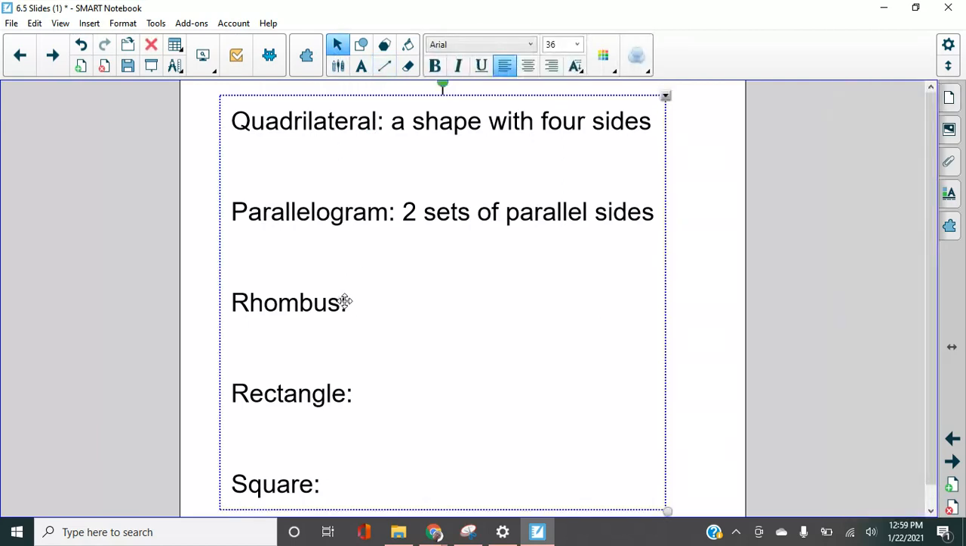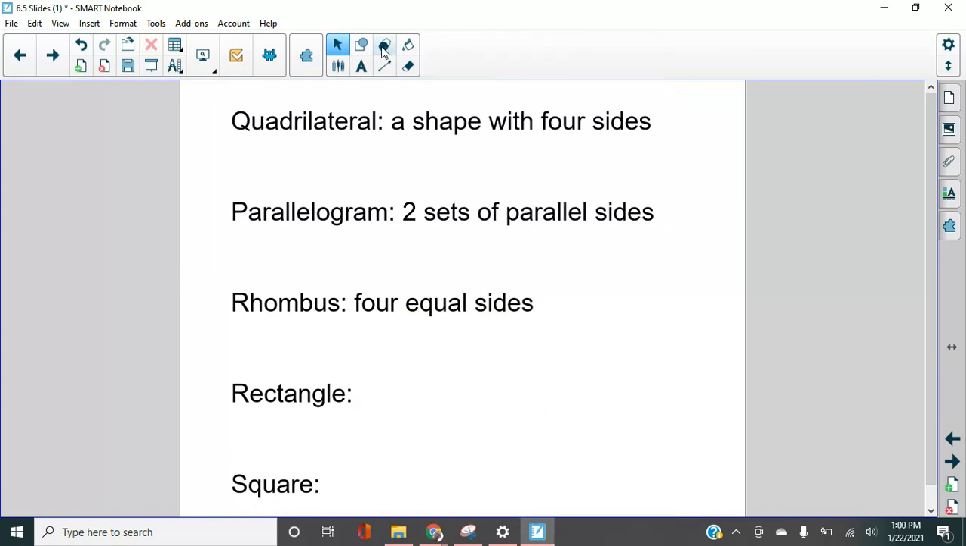A rhombus is a shape with four equal sides. And you might be thinking, wait, that's a square. Well, kind of. That's part of a square. A rhombus has four equal sides. Now, you used to call this a diamond. But now it's always been a rhombus. Hey, but we're going to use the correct math name. This is a rhombus. See, this side is equal to this side, is equal to this side, is equal to this side. So any shape with four equal sides is a rhombus.